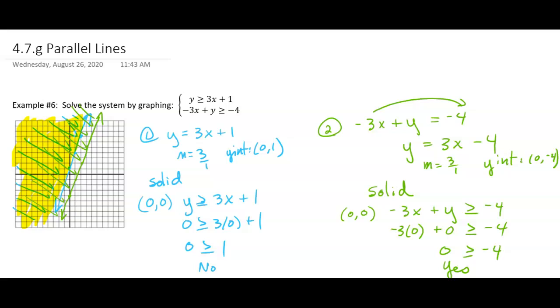It's not no solution this time, even though the lines were parallel. There is a section of points that satisfy both the top inequality and the second inequality, the bottom one. Okay, so a little bit different, but still fun.